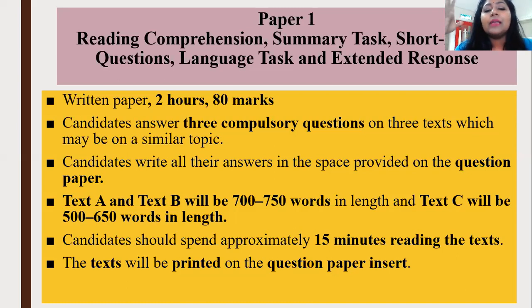And remember that text A and text B will be about 700 to 750 words in length, compared to text C, which will be 500 to 650 words. But obviously text C is one of the most important texts, as it will be focusing on major questions like your short answer, your language, and also extended response. Okay, and also you need to spend about 15 minutes to read all the texts.